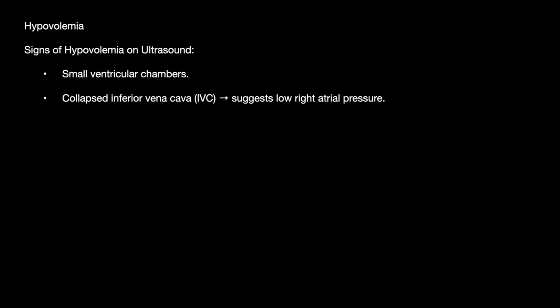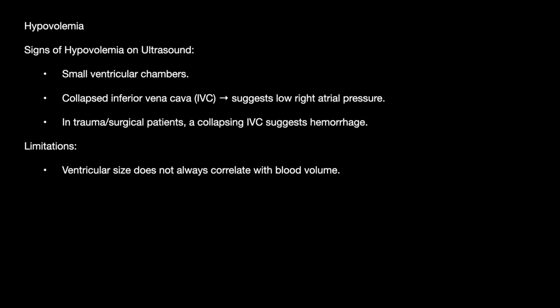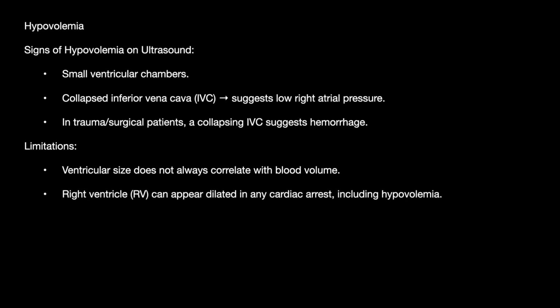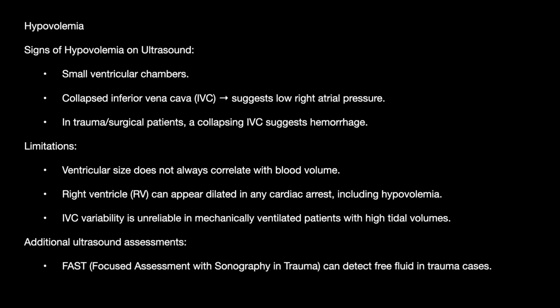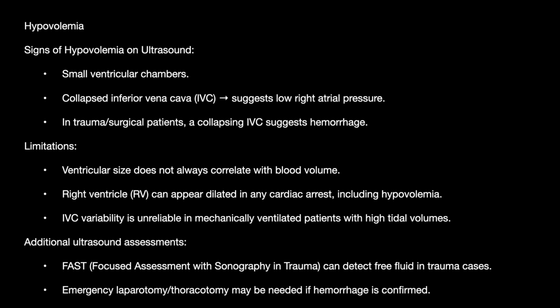Hypovolemia. Signs of hypovolemia on ultrasound are small ventricular chambers and a collapsed IVC. In trauma and surgical patients, a collapsed IVC can also suggest hemorrhage. The limitation is that ventricle size does not always correlate with blood volume. The right ventricle can appear dilated in cardiac arrest, including hypovolemia. IVC variability is unreliable in mechanically ventilated patients on high tidal volumes. Now, the FAST scan can detect free fluid in trauma cases. Emergency laparotomy or thoracotomy is needed if hemorrhage is confirmed.